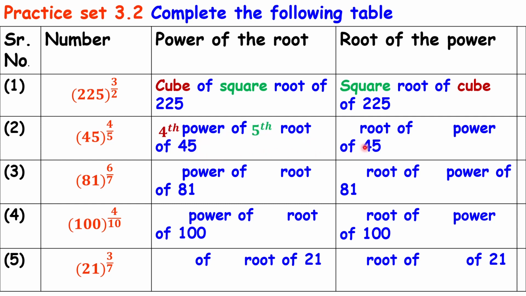In another way, root of the power. First we will take root. Which is the root? Here 5 is the root. So fifth root of fourth power of 45.